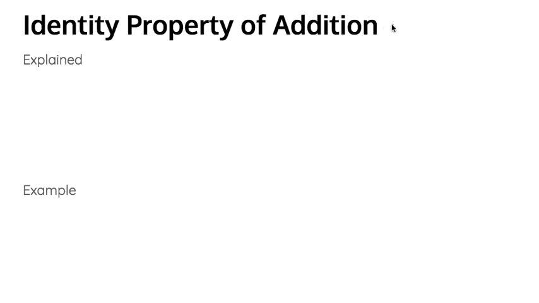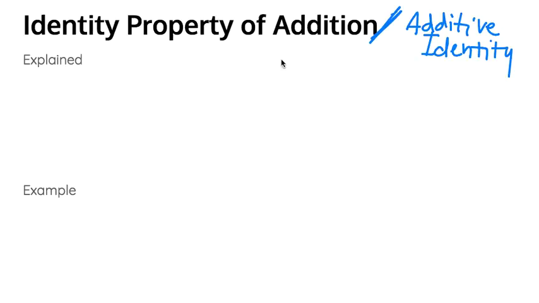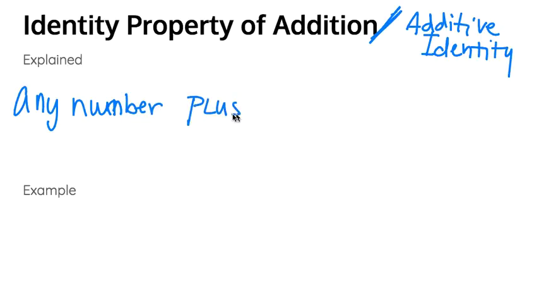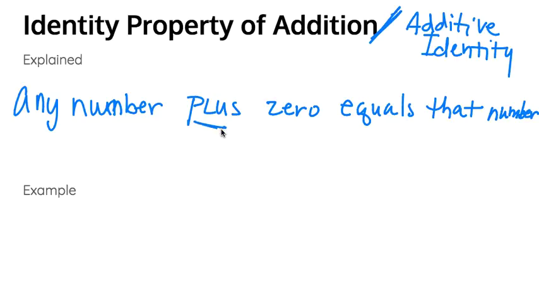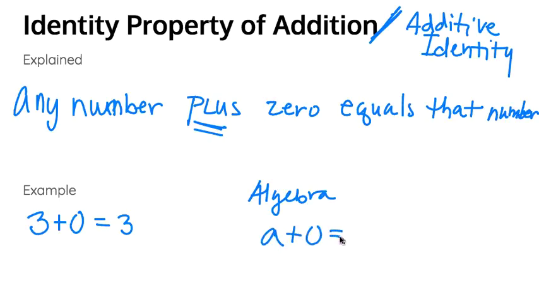Identity property of addition. You may also hear this called additive identity. Okay, so that may be something you've heard of. What the identity property of addition says is that any number plus 0 equals that number. For example, 3 plus 0 equals 3. An algebra example would be A plus 0 equals A.